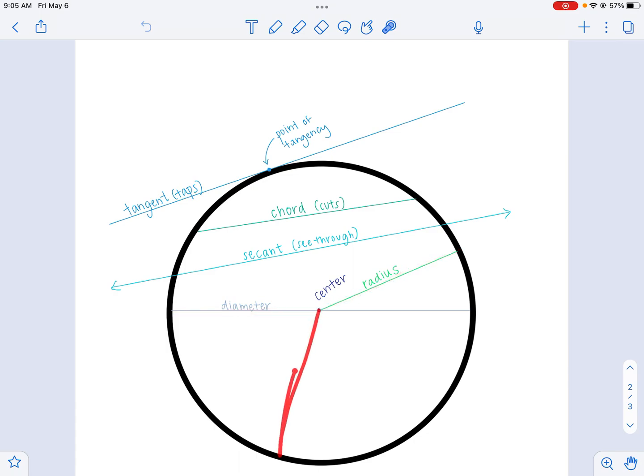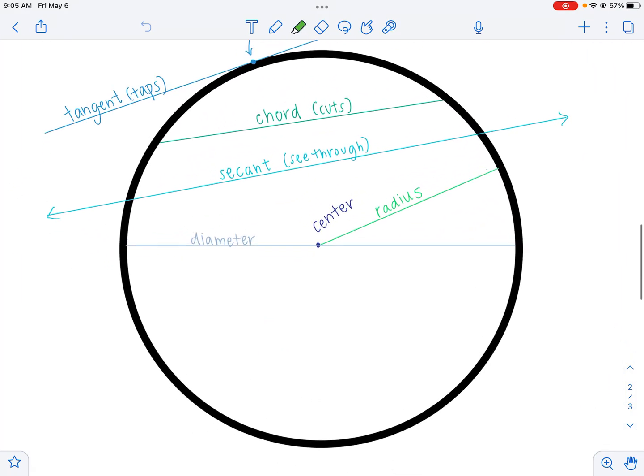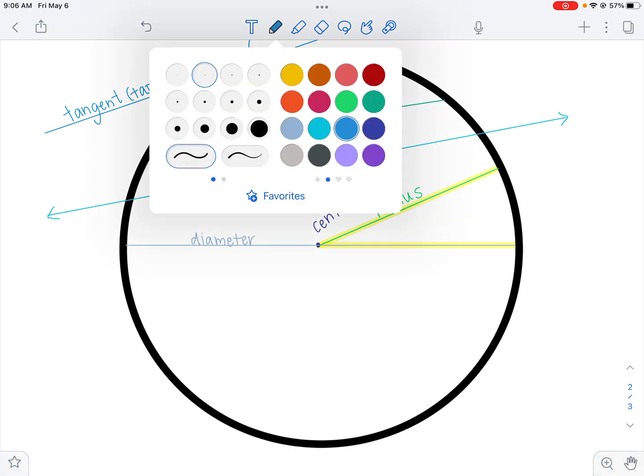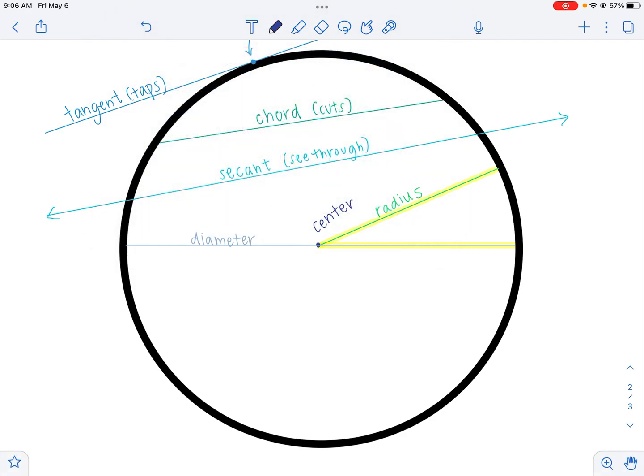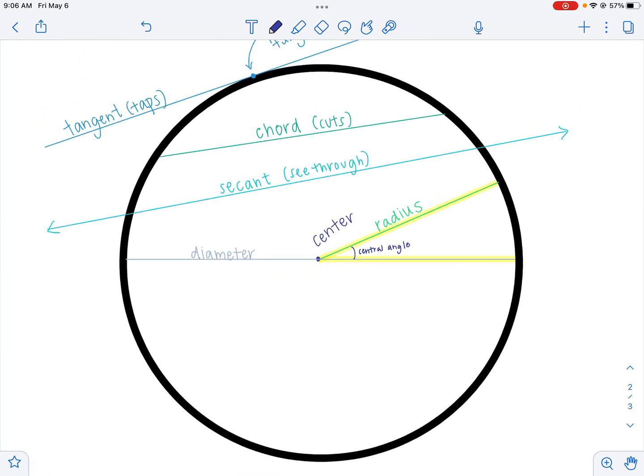There's so many central angles in here. I could really draw whatever I want. I'm just going to highlight this one that I already have that was made with the radius and the diameter. So this right here, that is a central angle. Central angles just have to stem from the center of the circle. So the vertex has to be at the center of a circle.